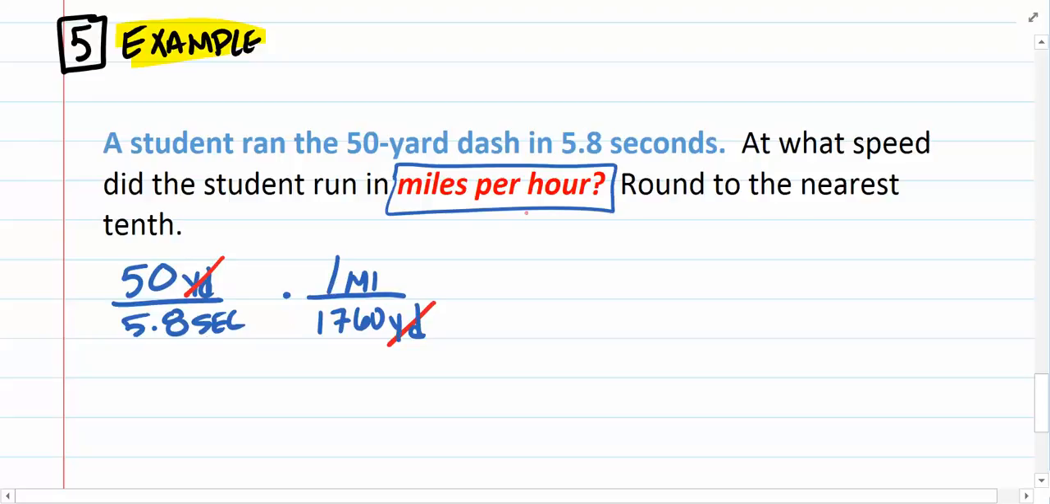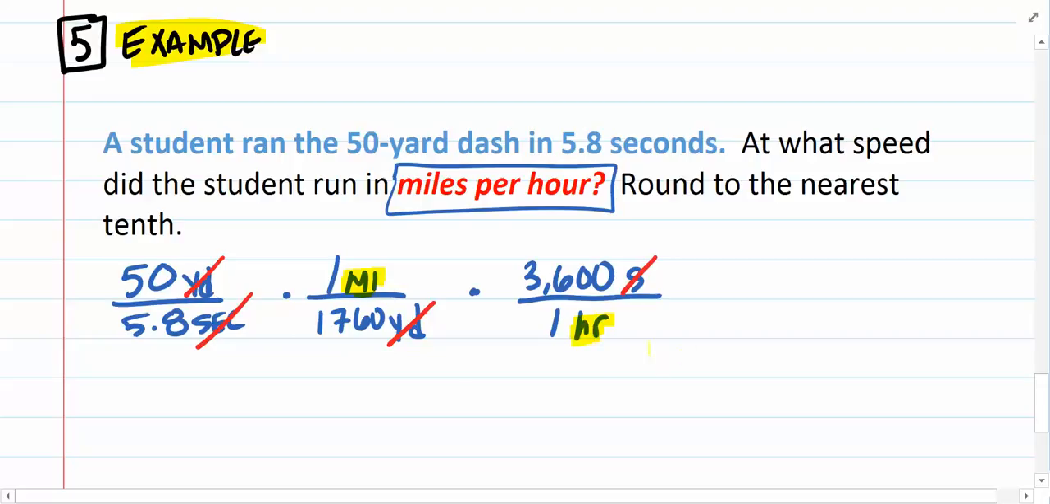Is that what we want? No, because we want miles per hour. So we multiply again by another conversion factor, and we know that there are 3,600 seconds for every 1 hour, right? So again, you can Google that if you need to, but look what I have. Seconds cancel out with seconds, and I am left with miles, my unit in the numerator, and hours, my unit in the denominator.